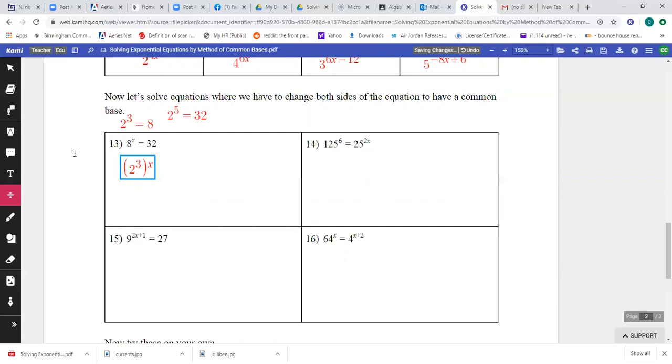Now the right side, 32, I know is equal to 2 to the 5th. So why did I have to do that step? Because in order to solve these equations where the variable is the exponent, you need to get the two bases to be exactly the same. So you see here that this has a base of 2, this has a base of 2. And so now I can go ahead and solve this equation.